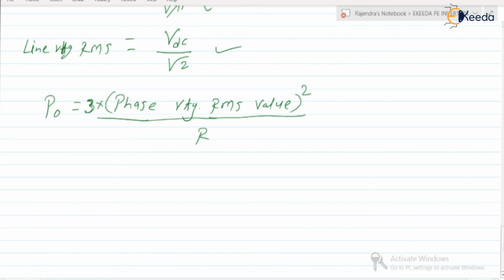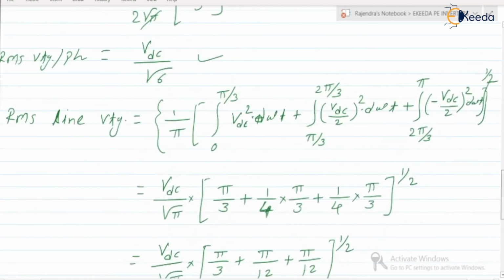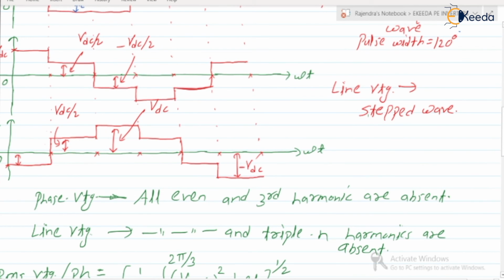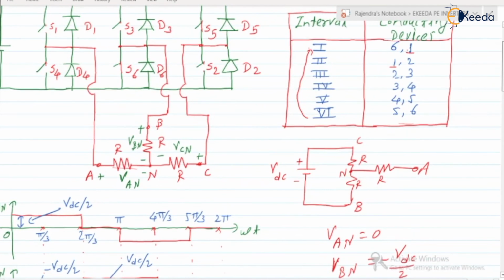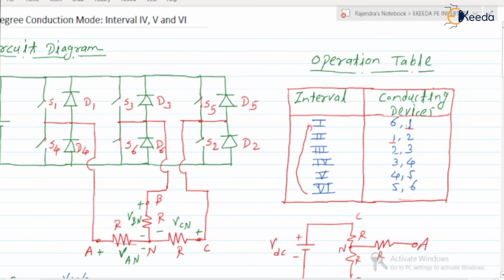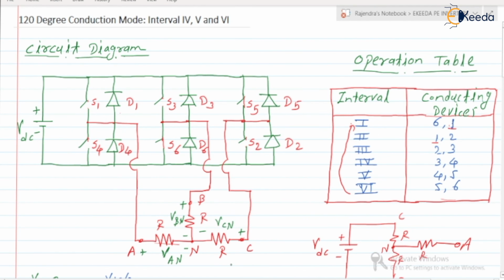So this is about the 120 degree conduction mode 3 phase inverter. In the next video we are going to discuss the numericals related to 3 phase inverters. Thank you.